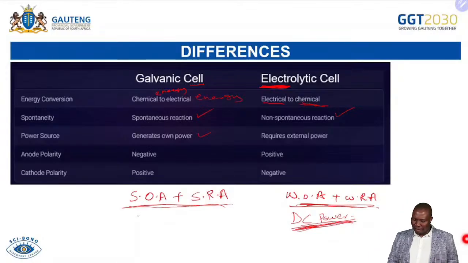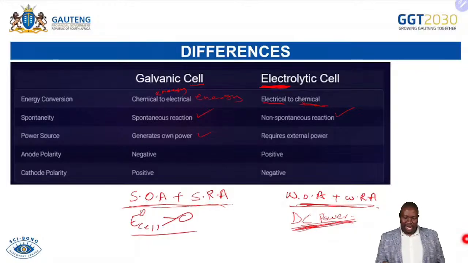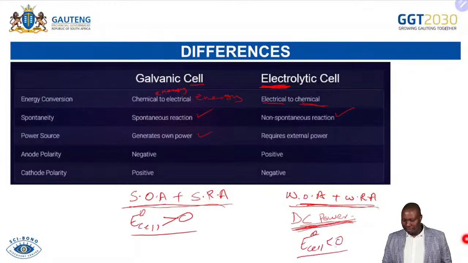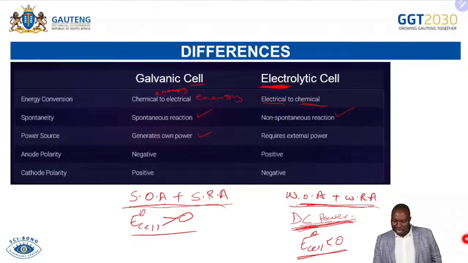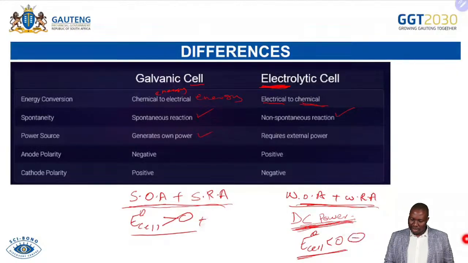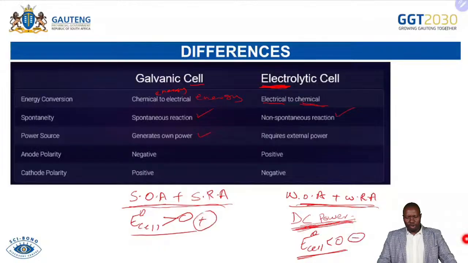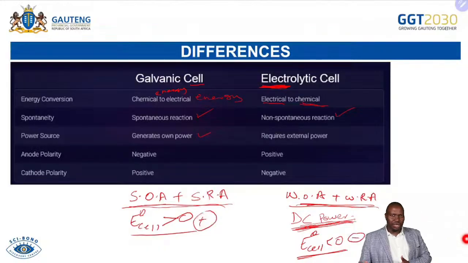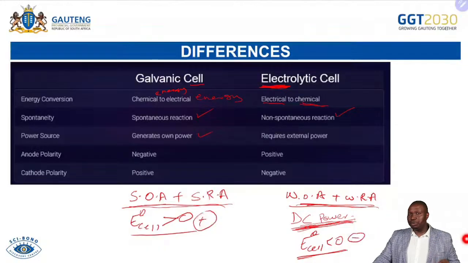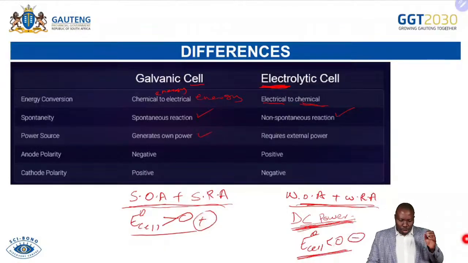Immediately when you calculate the EMF of the cell under standard conditions, if it's greater than 0, you know definitely that the reaction is spontaneous, and that must be a galvanic cell. And then when the EMF of the cell is less than 0, that is negative, then you know that it's non-spontaneous. When it's negative, it's non-spontaneous. When it's positive, it is spontaneous. So you can just calculate EMF, or you can look at the strength of the oxidizing agent and reducing agent. Definitely, they will show you that this must be a non-spontaneous reaction. But in the exam, when you are shown this reaction that is a spontaneous reaction, you calculate the EMF of the cell.